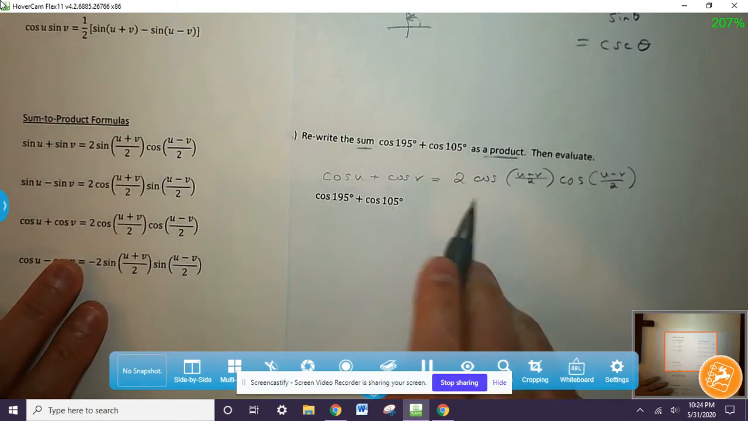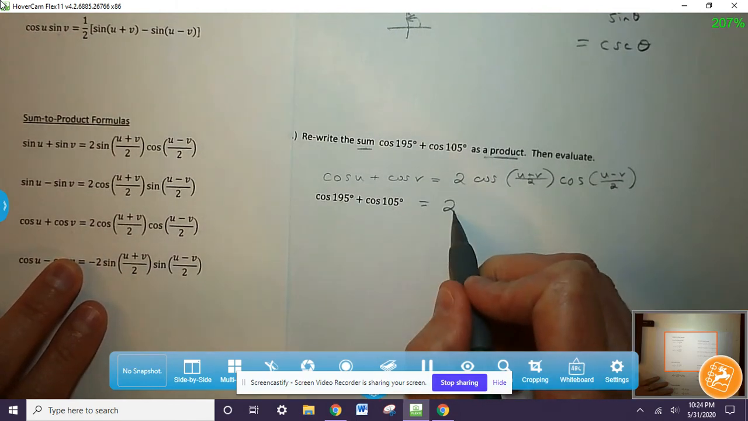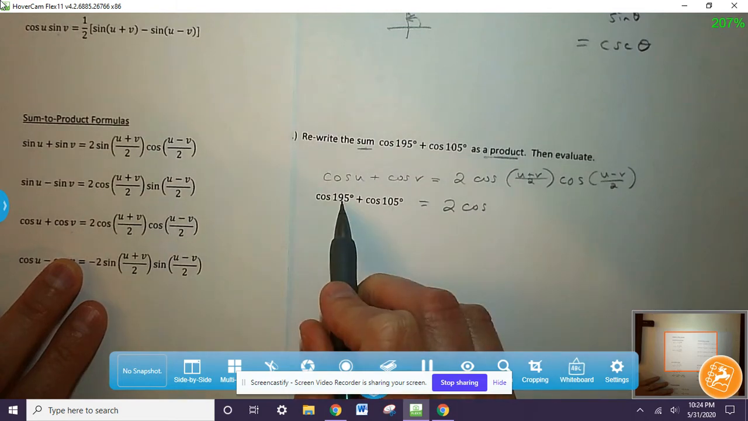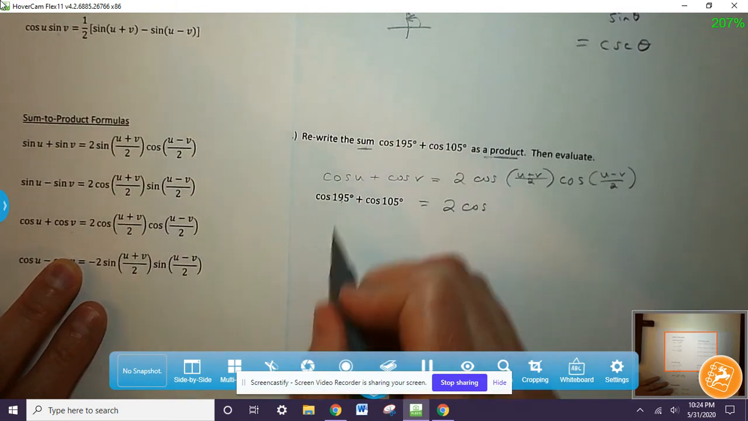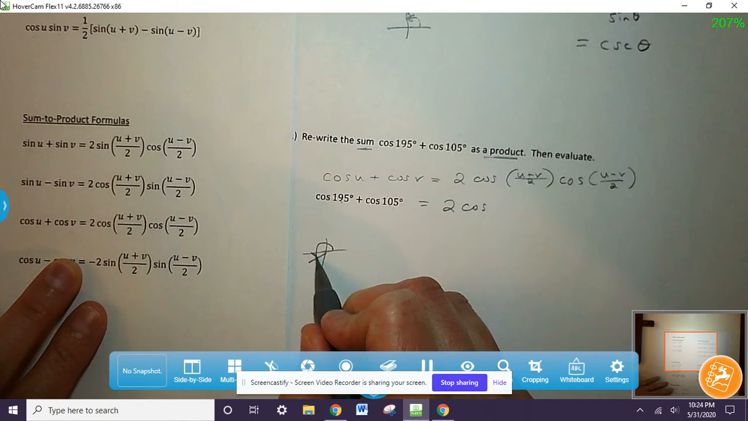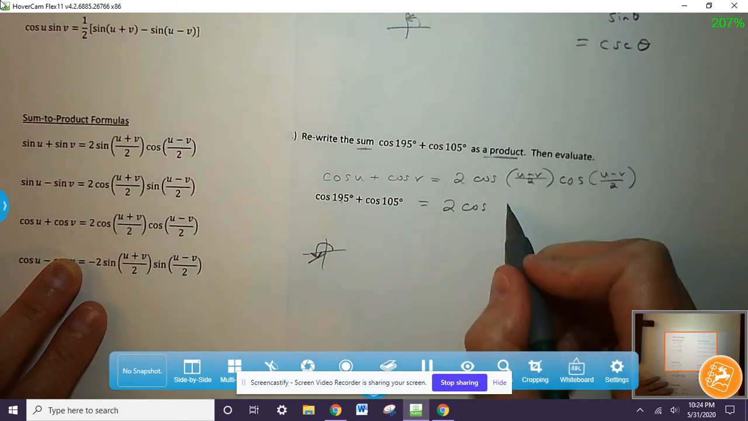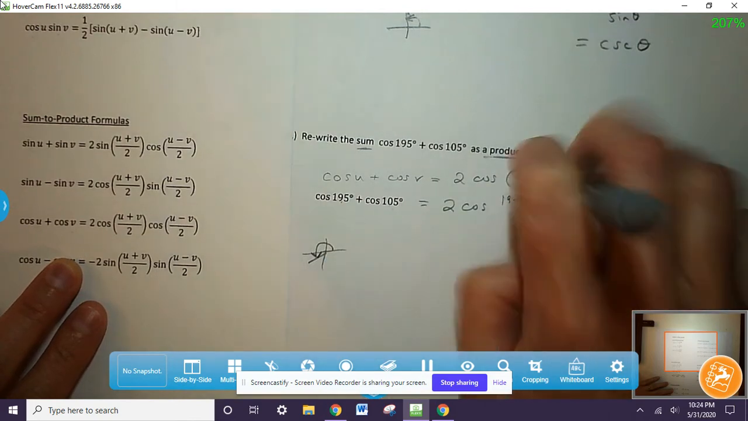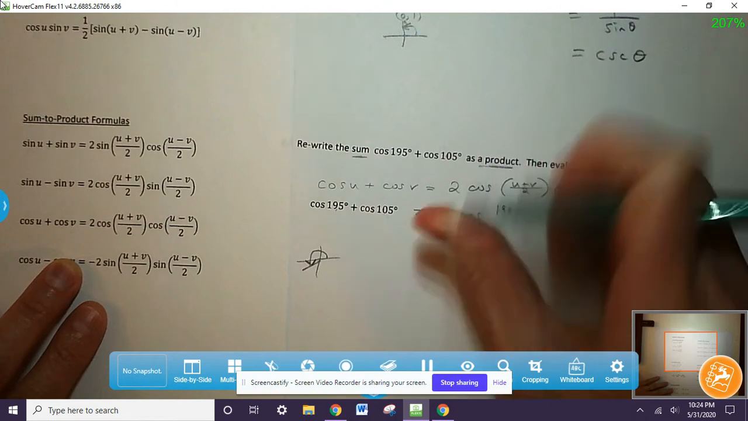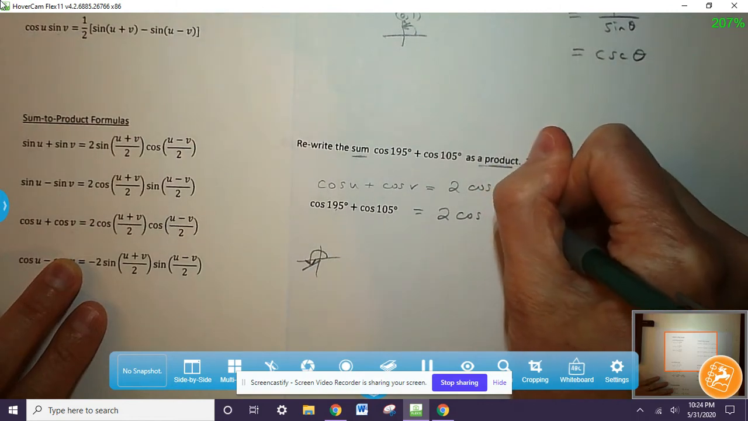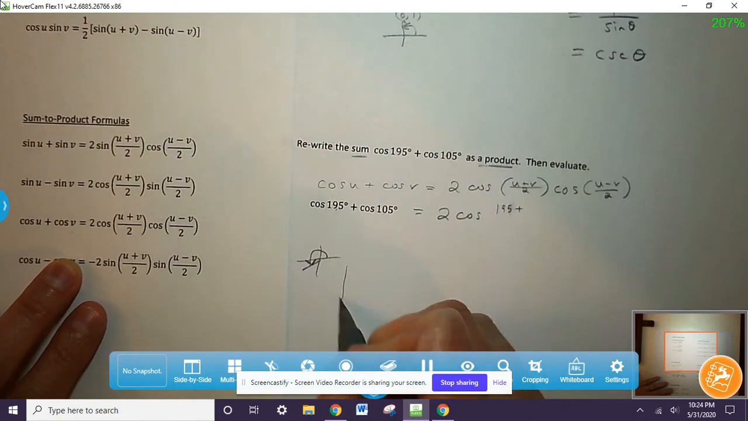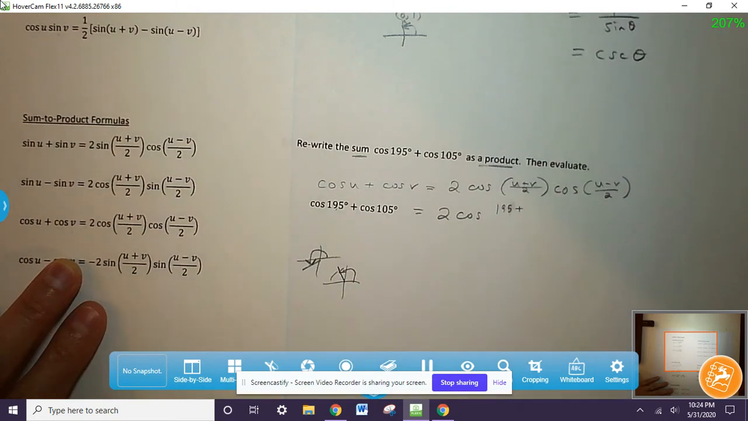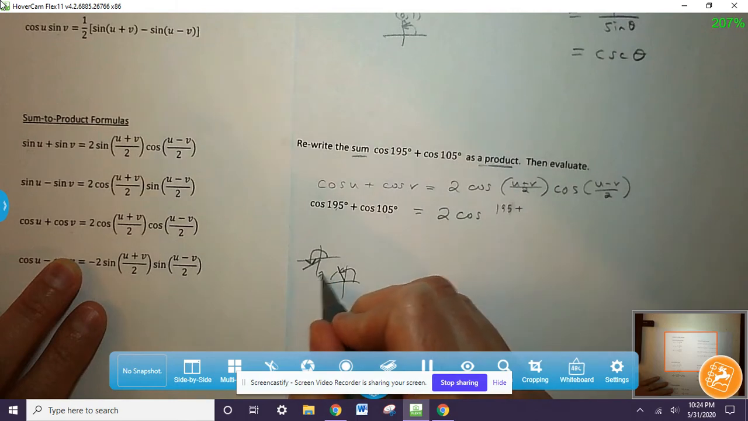Okay. And then we're going to plug in. So instead of 195, which is not a special angle, by the way, reference angle for that is 15, I'm going to put 195 in for U. And then instead of 105, which is also not a special angle, the reference angle for that is 75 degrees to get to the x-axis.